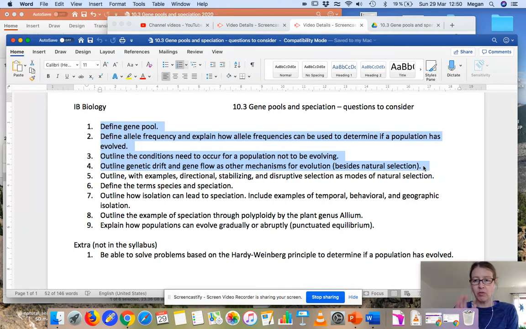And then finally, there's a couple other mechanisms of evolution that we'll look at called genetic drift and gene flow, and how those can contribute to changing allele frequencies.